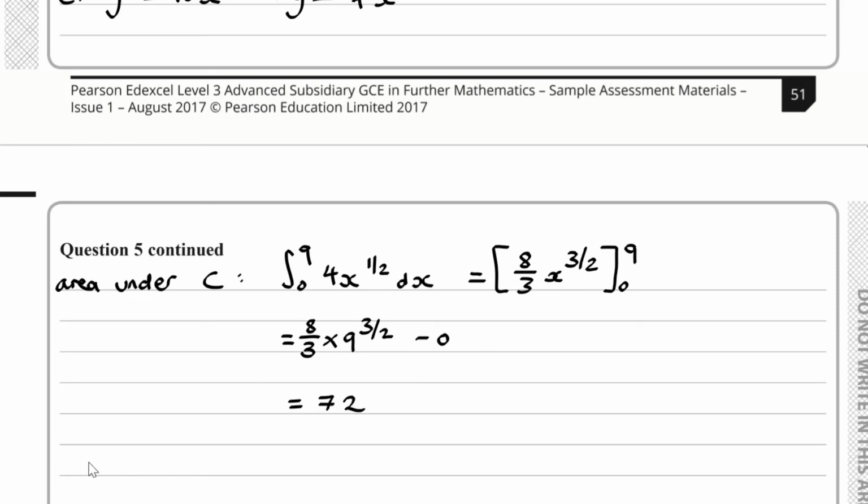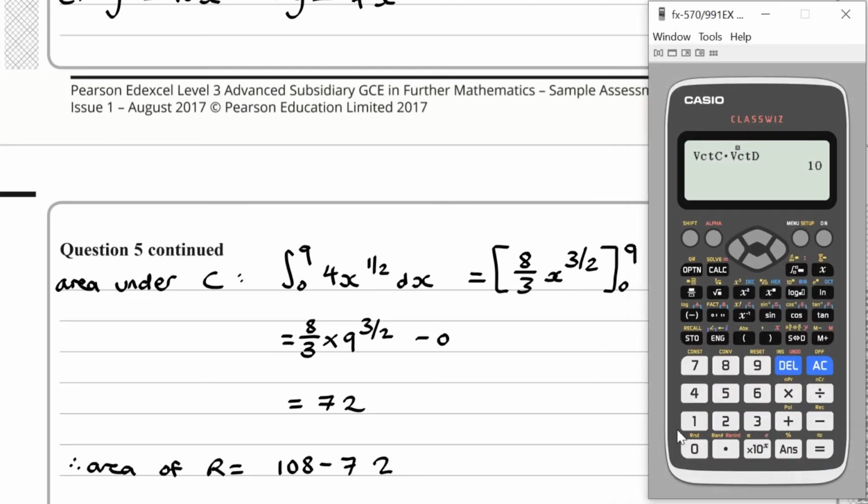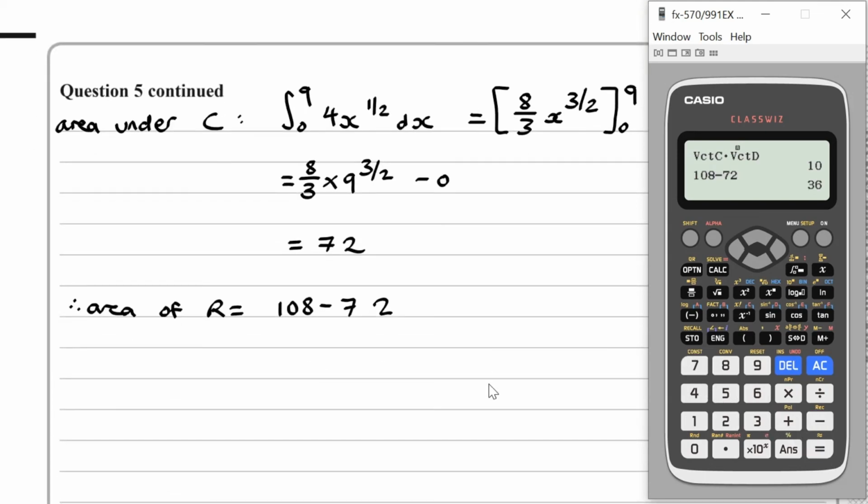And therefore the area of R will equal 108 minus 72. 108 minus 72, that would be 36. So we have 36 units squared. Okay.